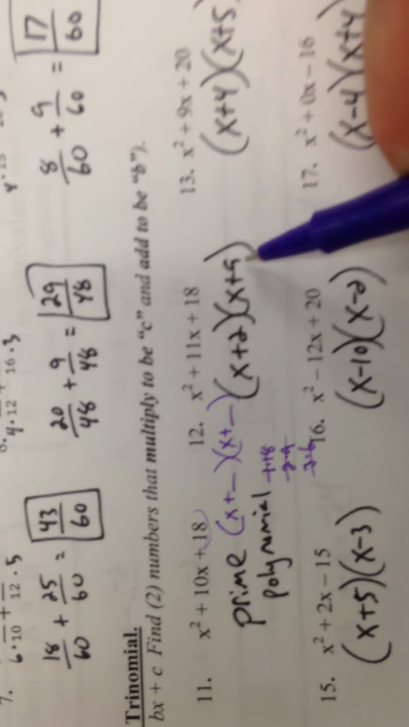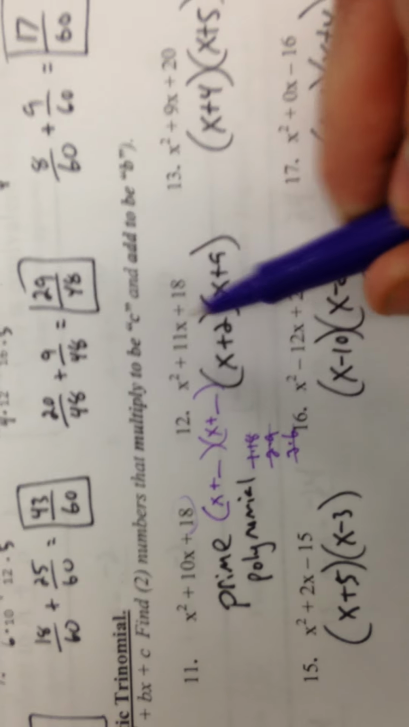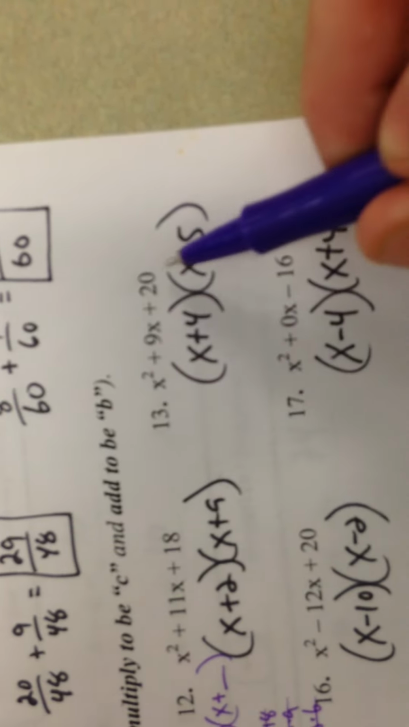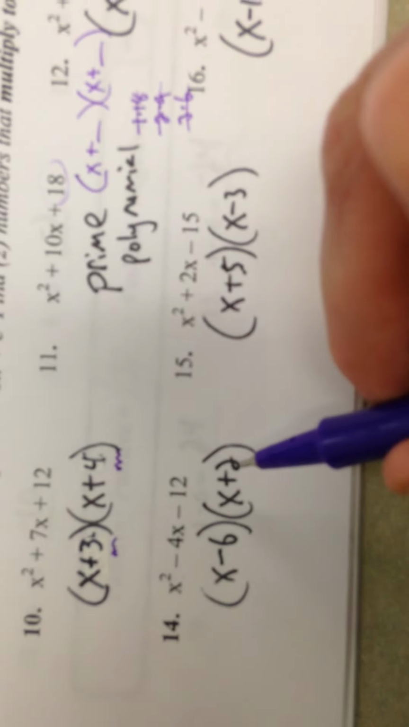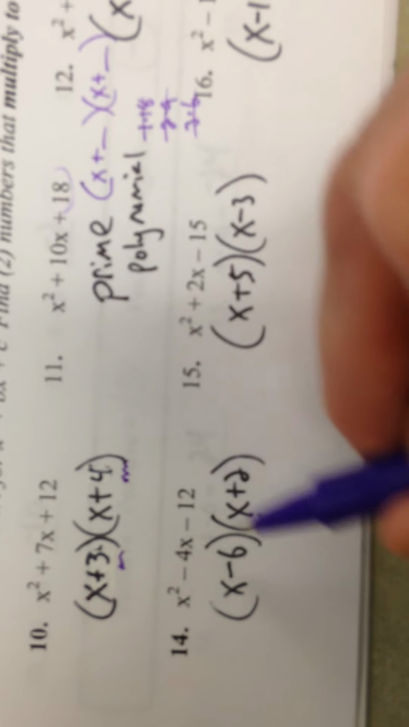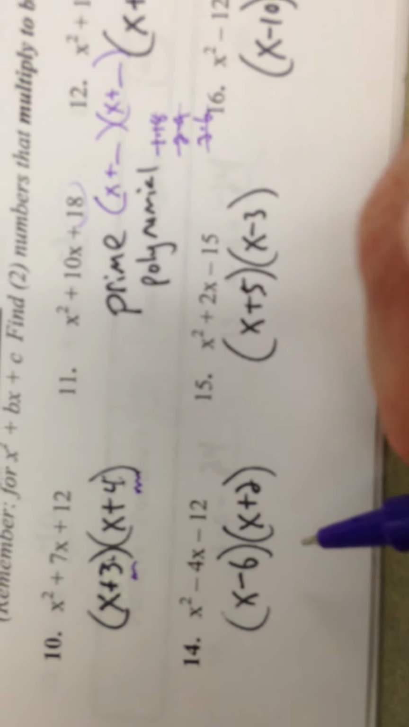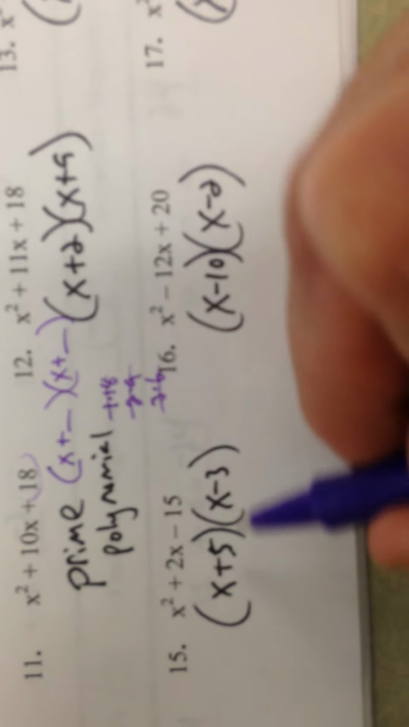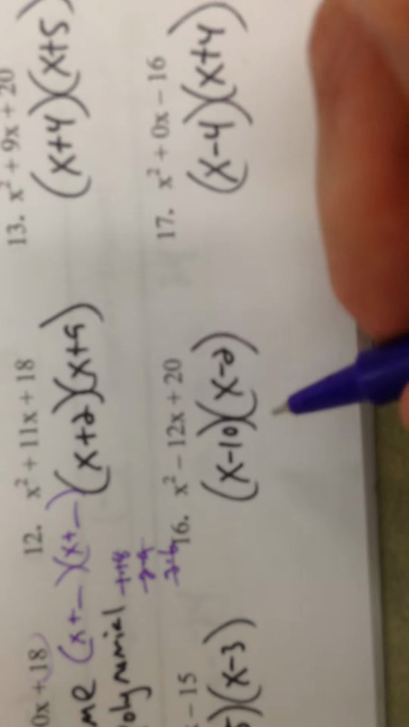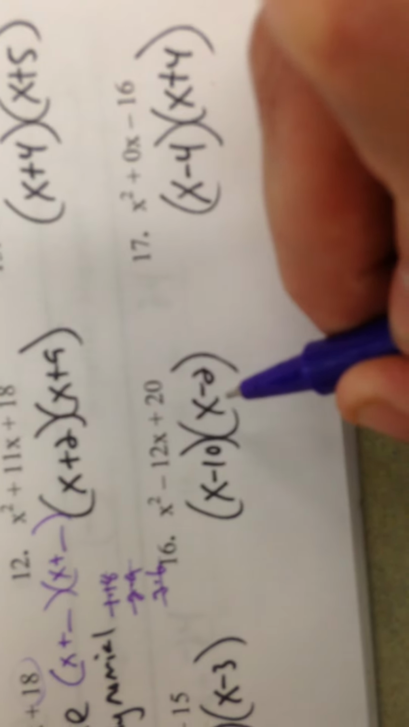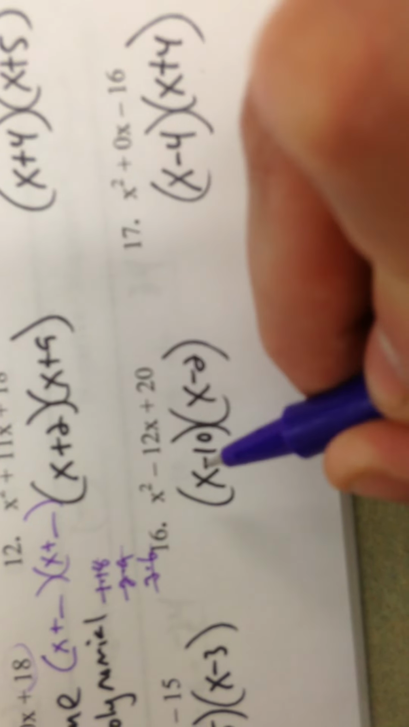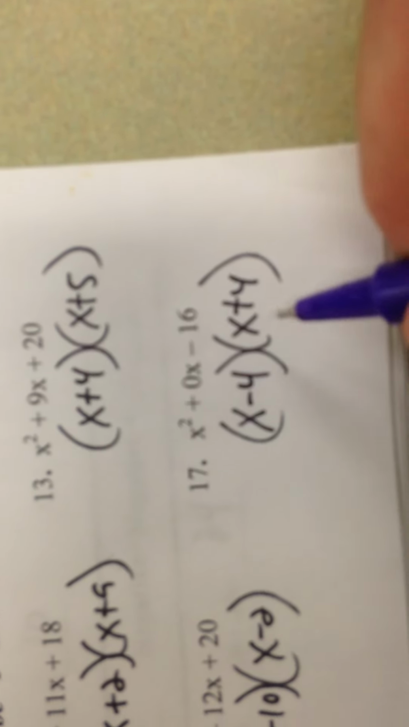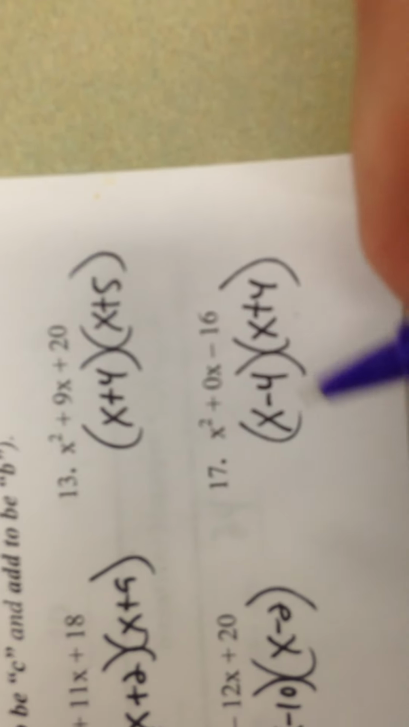However, 2 and 9 multiply to be 18, add to be 11. 4 and 5 multiply to be 20, add to be 9. Negative 6 and positive 2 multiply to be negative 12, add to be negative 4. 5 and negative 3 multiply to be negative 15, add to be 2. Negative 10 and negative 2 multiply to be positive 20, add to be negative 12. And negative 4 and positive 4 multiply to be negative 16, add to be 0.